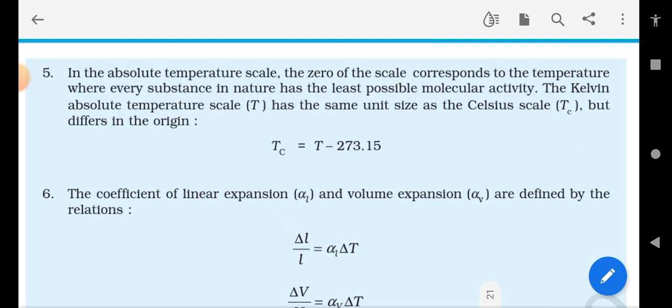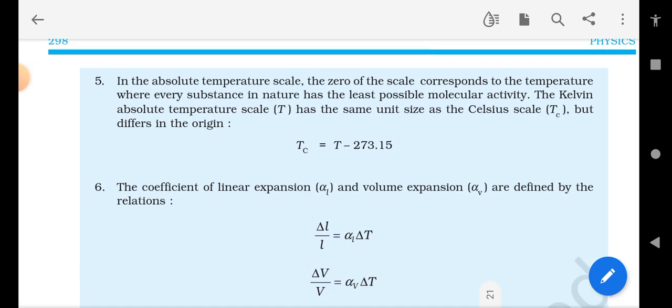In the absolute temperature scale, the zero of the scale corresponds to the temperature where every substance in nature has the least possible molecular activity. The Kelvin absolute temperature scale has the same unit size as the Celsius scale but differs in the origin, that is, T Celsius is T minus 273.15.